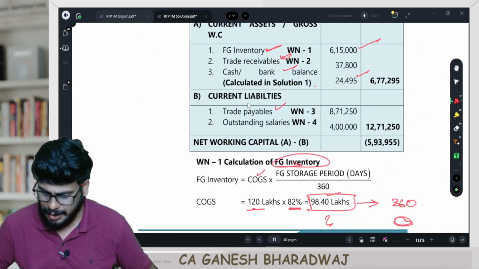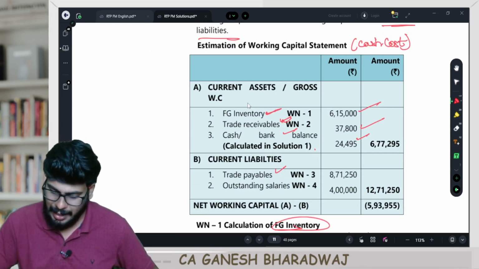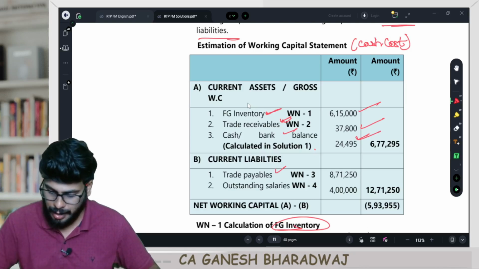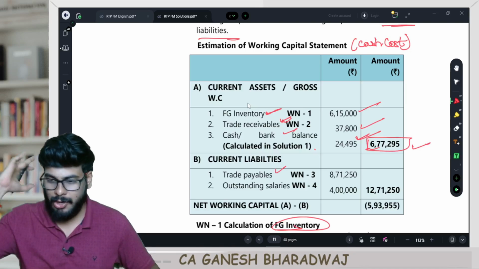Calculation wise, it's all the same. So now it's going to be 37,800. Are you clear with this? And anyways, the cash and bank balance is already calculated. So you add up the three, you get the gross working capital. Are you clear with this?